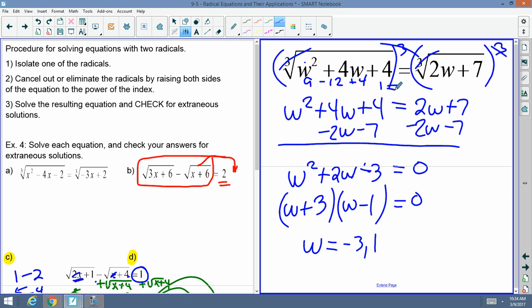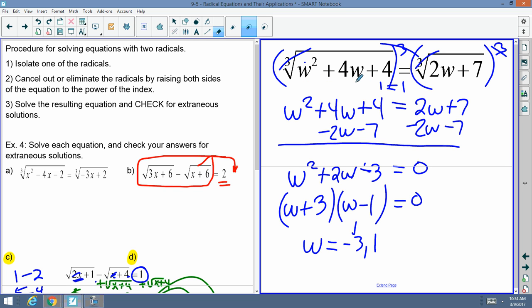Let's see what that equals. What's negative 3 times 2? And negative 6 plus 7 is? And what's the cube root of 1? 1. So does 1 equal 1? Negative 3 works. Now 1: 1 squared is? And then plus 4 is?